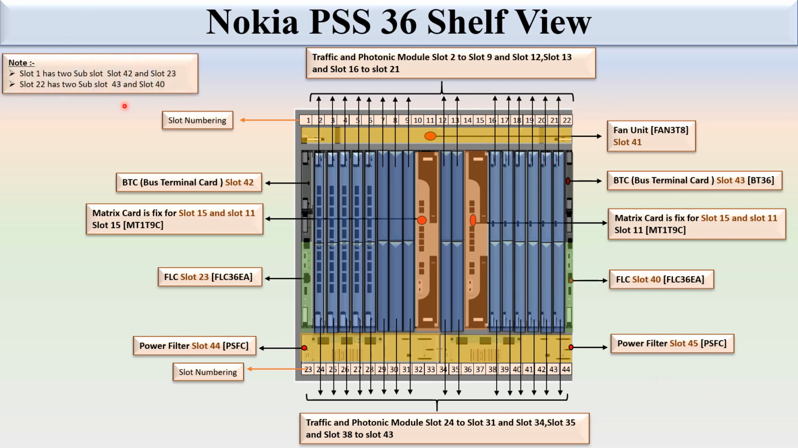Here is a small note. Slot 1 has two sub slots, slot 42 and slot 23, which I have already told you. Slot 22 also has two sub slots, slot 43 and slot 40. So slot 1 and slot 22 have two sub slots for the bus terminal card and first level controller. So this is all about Nokia PSS36 shelf view.